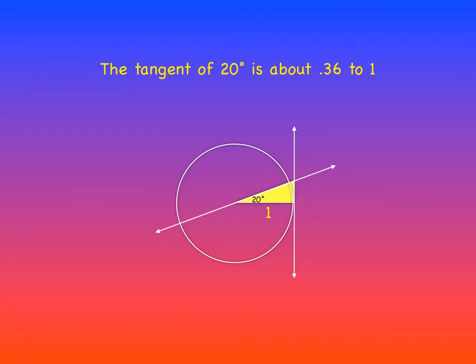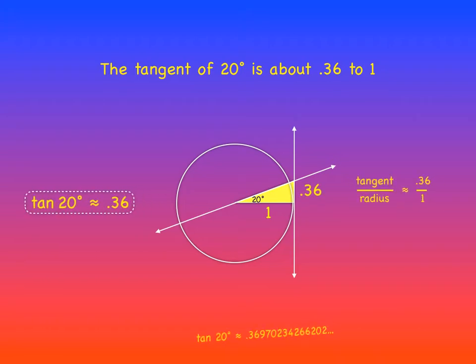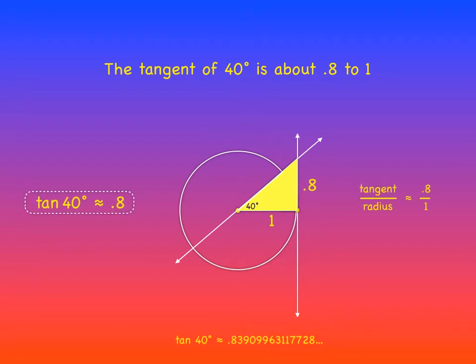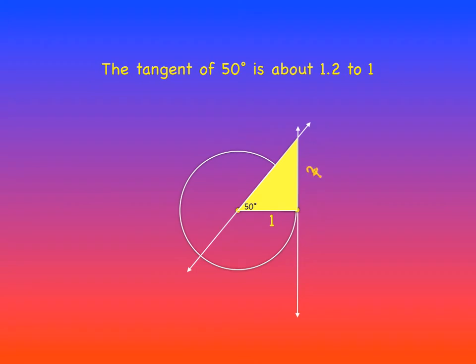Let's take a look at some easier ones, shall we? The tangent of 20 degrees is about 0.36 to 1. The exact numbers are down below. Tangent of 40 degrees is about 0.8 to 1. And tangent of 50 degrees is about 1.2 to 1. You can see it's getting longer than the radius.